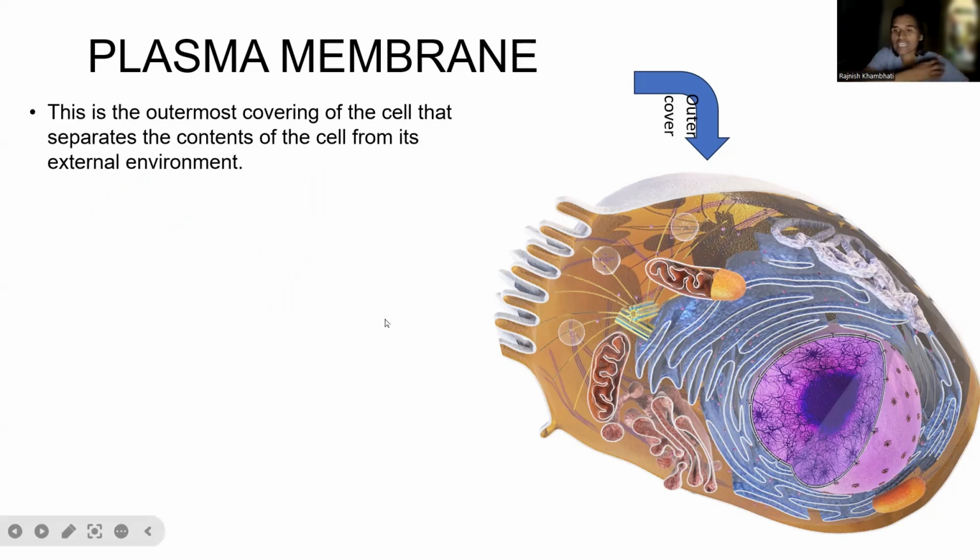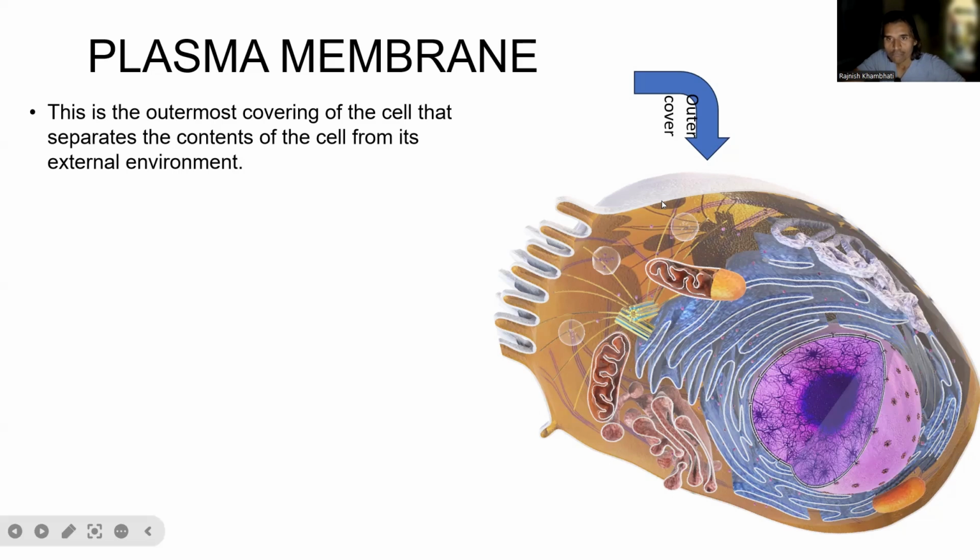What is a plasma membrane? Pay attention now. This is the outermost covering of the cell. You can see in this diagram, the very outermost structure is the plasma membrane in an animal cell. In an animal cell it is the outermost, and in a plant cell it is the inner second one. It is the outermost covering of the cell that separates the contents of the cell from its external environment.